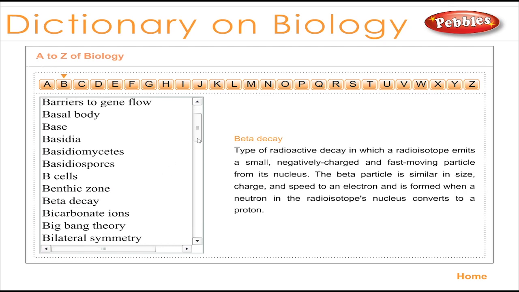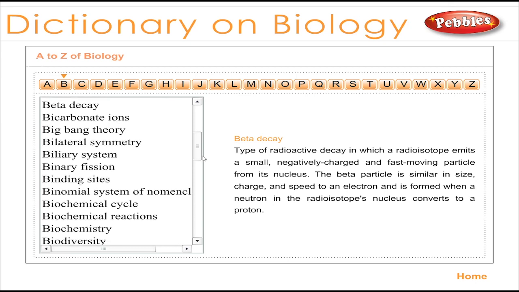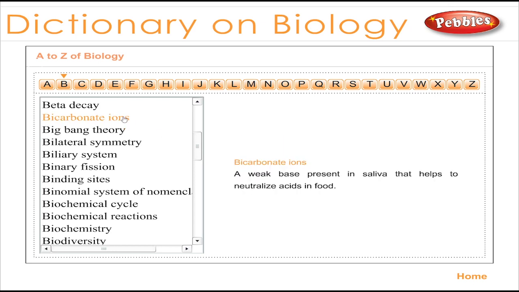Beta decay, type of radioactive decay in which a radioisotope emits a small, negatively charged and fast-moving particle from its nucleus. The beta particle is similar in size, charge, and speed to an electron and is formed when a neutron in the radioisotope's nucleus converts to a proton. Bicarbonate ions, a weak base present in saliva that helps to neutralize acids in food.